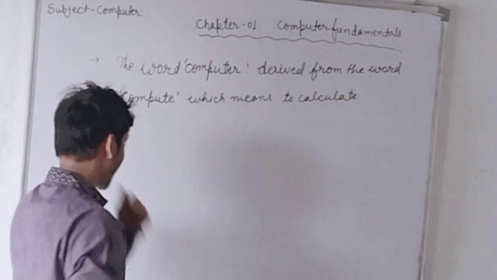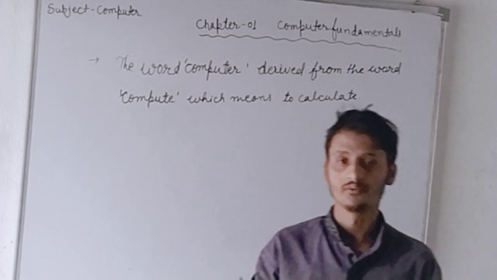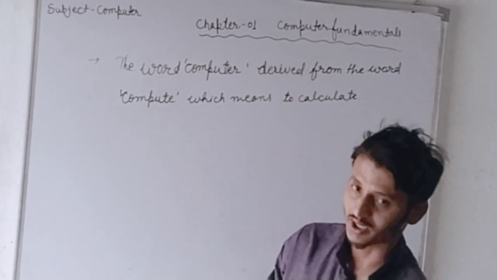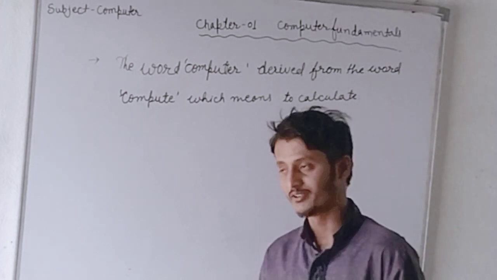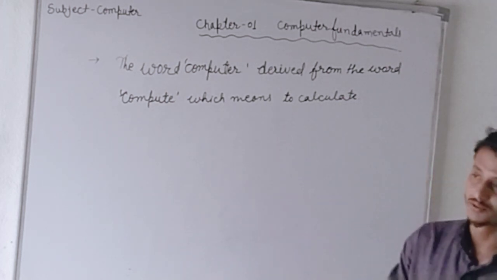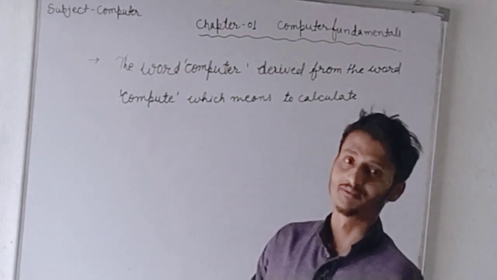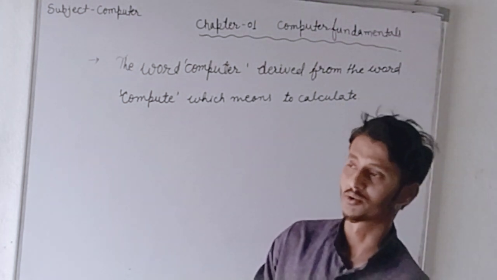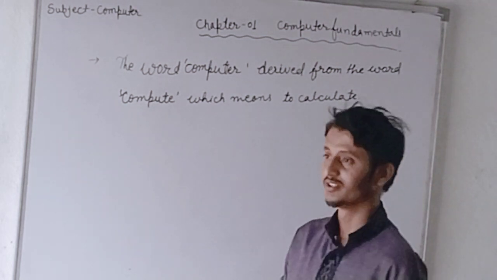In earlier days, calculation was very difficult for humans. One by one we had to add, then subtract, then multiply, then divide. It was very difficult to solve these problems. First, Charles Babbage came and solved our problem. Initially, when we did not know about the computer, we added on an abacus.